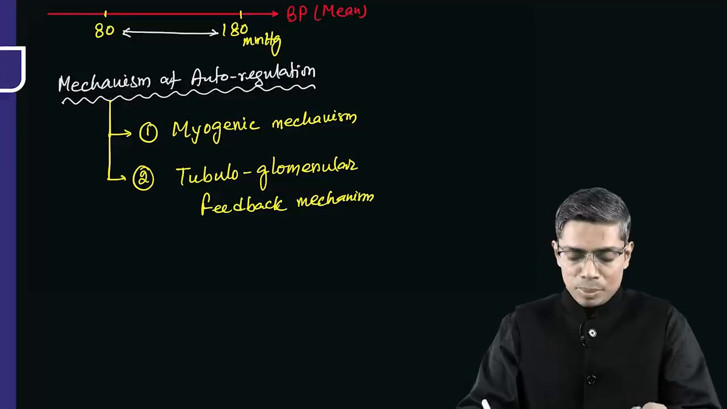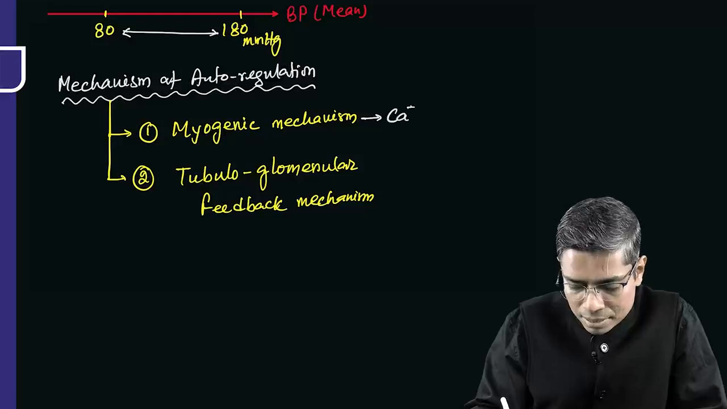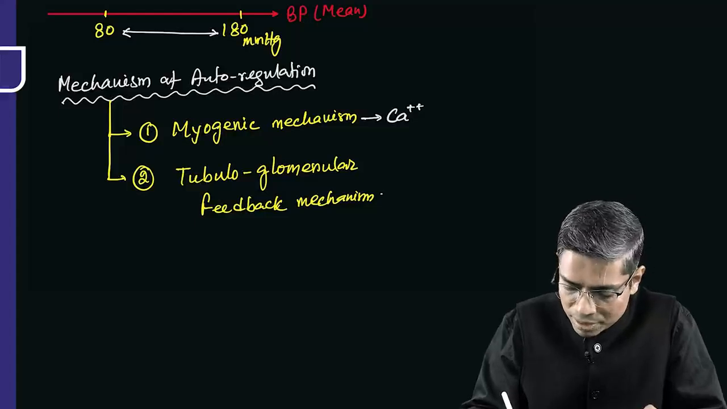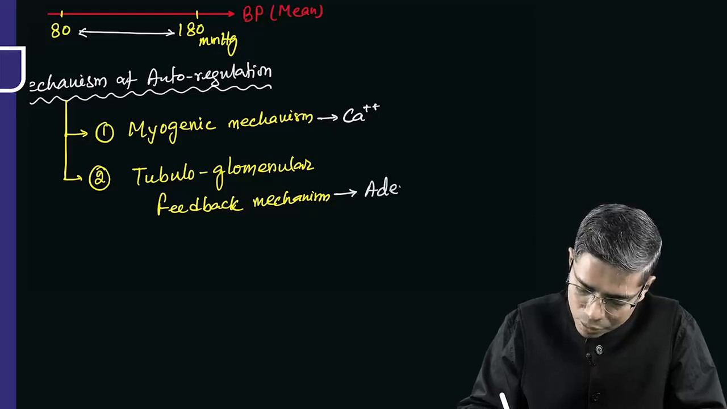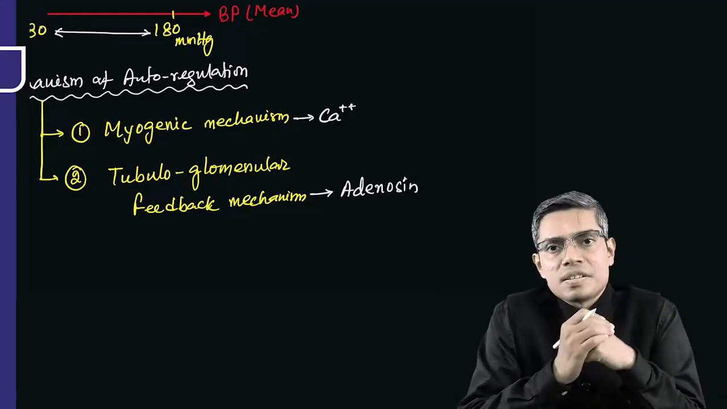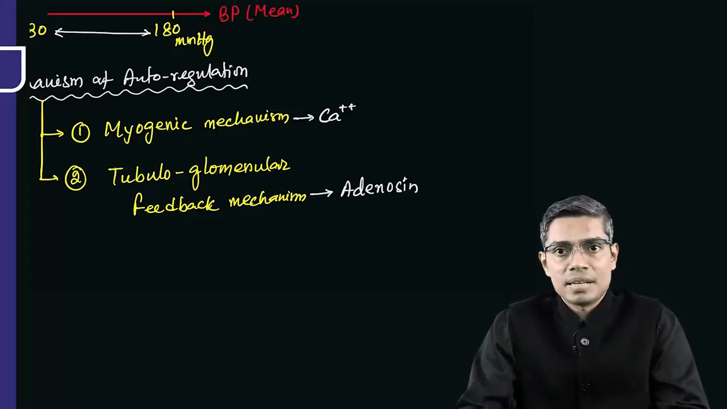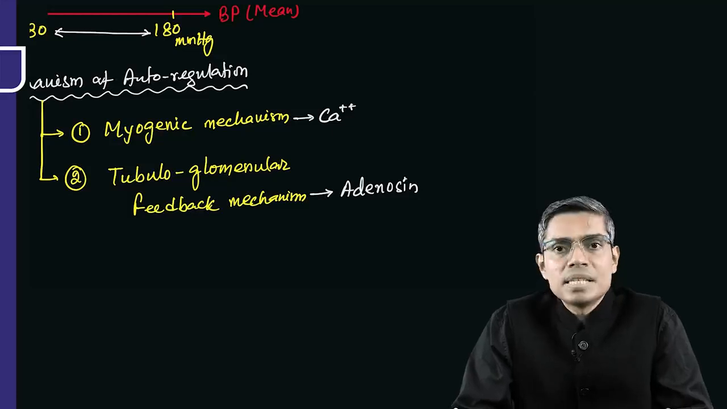For the time being, remember that the myogenic mechanism is mediated through calcium, and the tubuloglomerular feedback mechanism is mediated through a substance known as adenosine. Both have been asked in the AIIMS entrance examination. So you have to remember at least the mediator of each mechanism, even if you don't remember the detailed version. The mediator of the myogenic mechanism is calcium, and the mediator of tubuloglomerular feedback is adenosine.